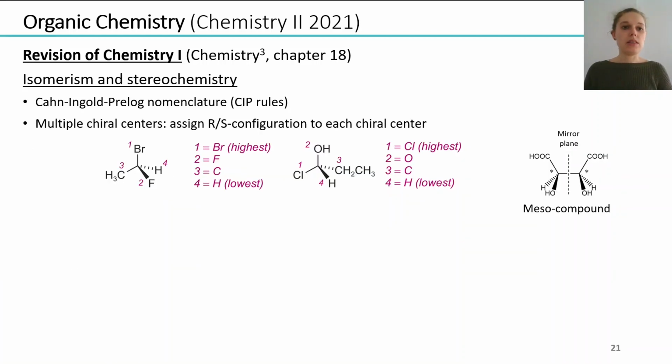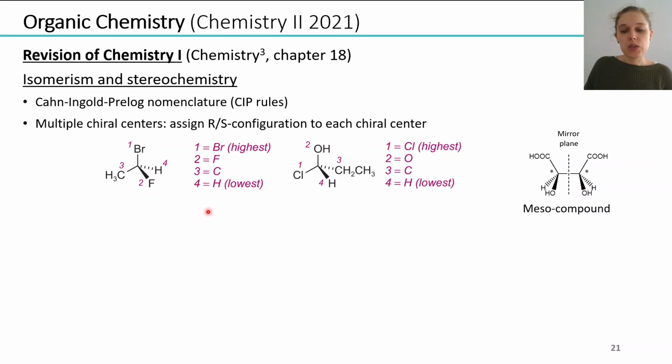And also important when we talk about chirality is that we know how we indicate that we have a chiral center in the molecule. And for this we use again the CIP rules. As already explained, we first assign the priorities of the substituents according to this rule. For example, here we start with bromine as highest priority, then we go to fluorine, then to the carbon atom of the methyl group, and as lowest priority the hydrogen atom.